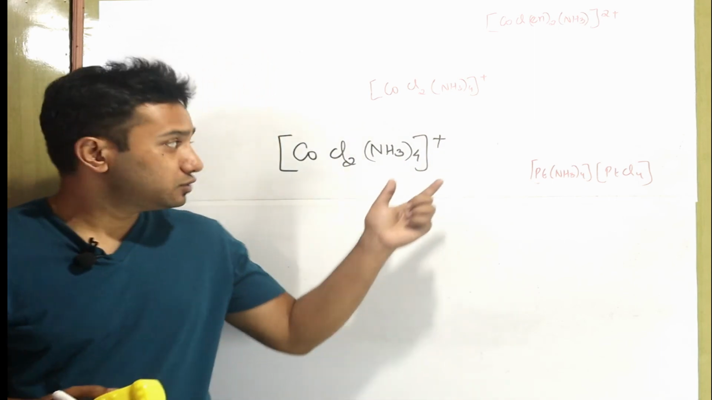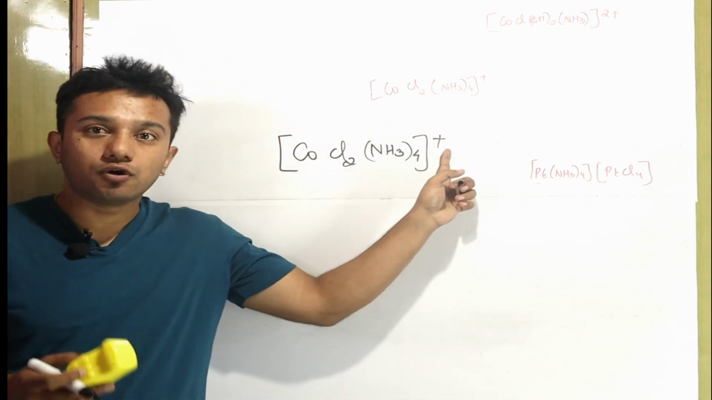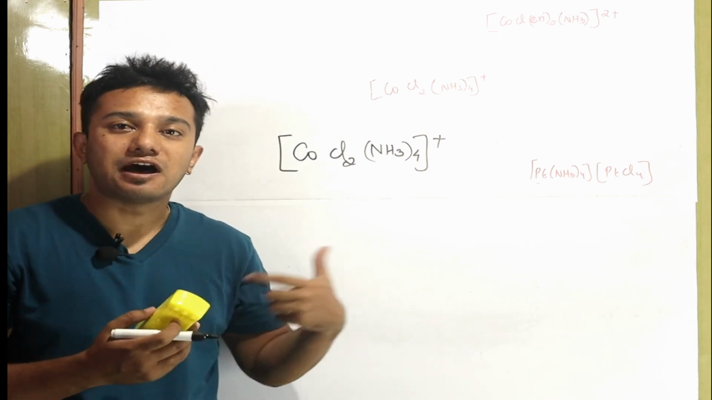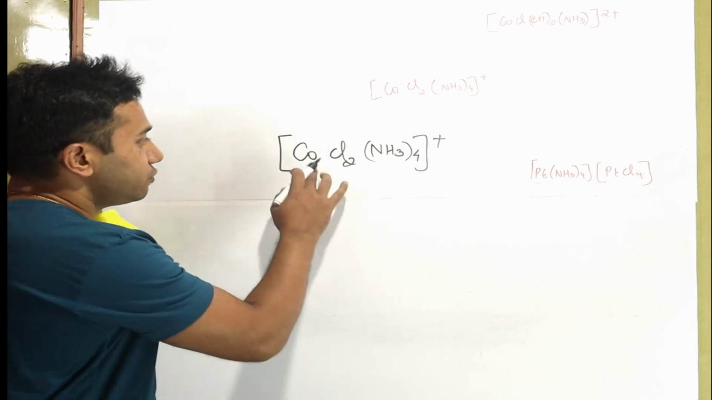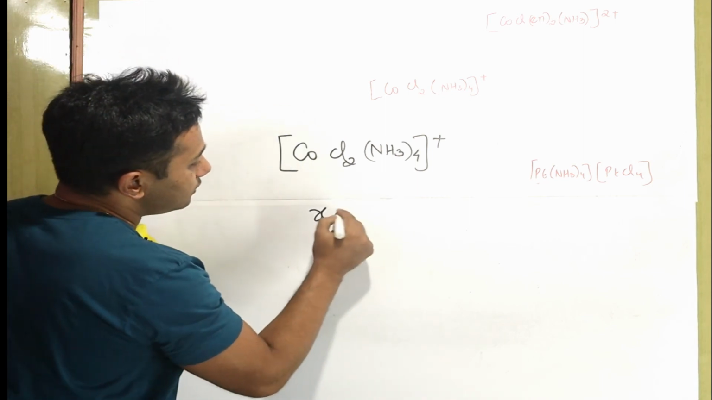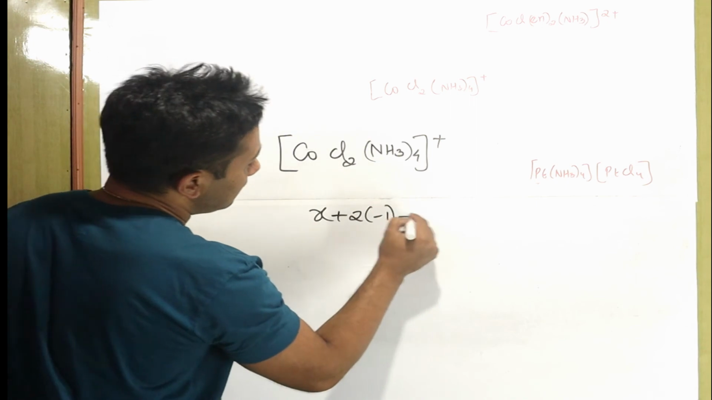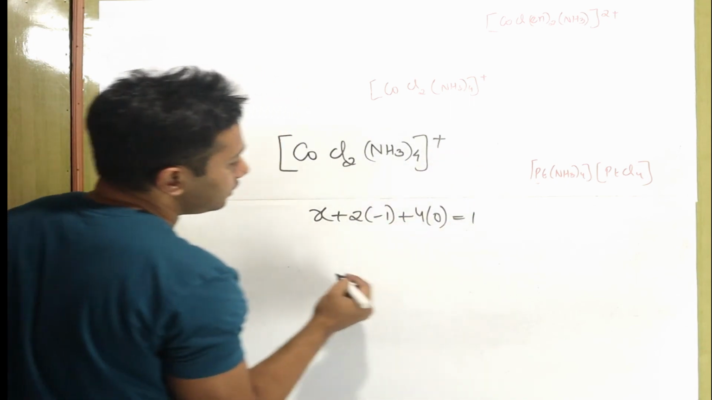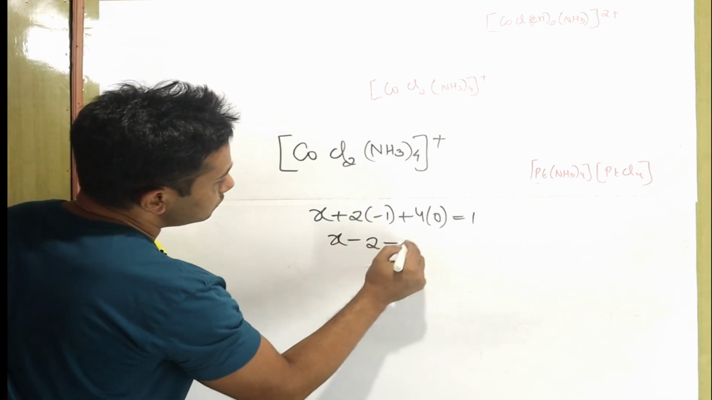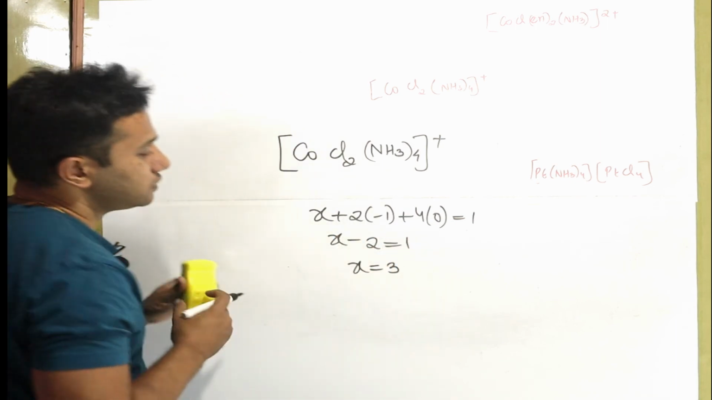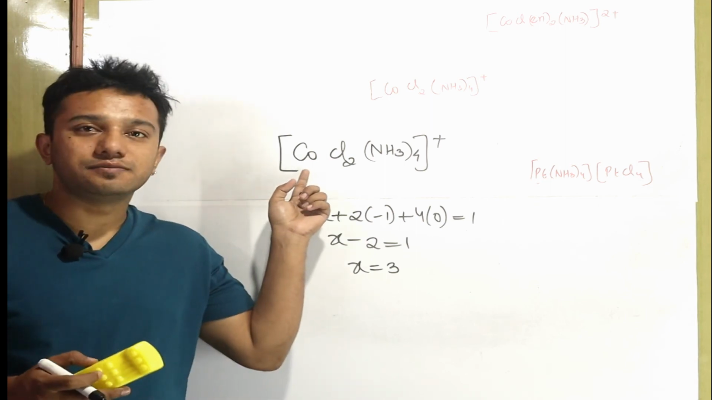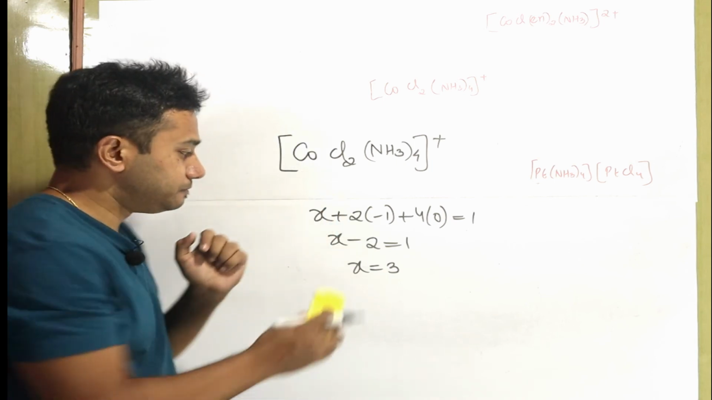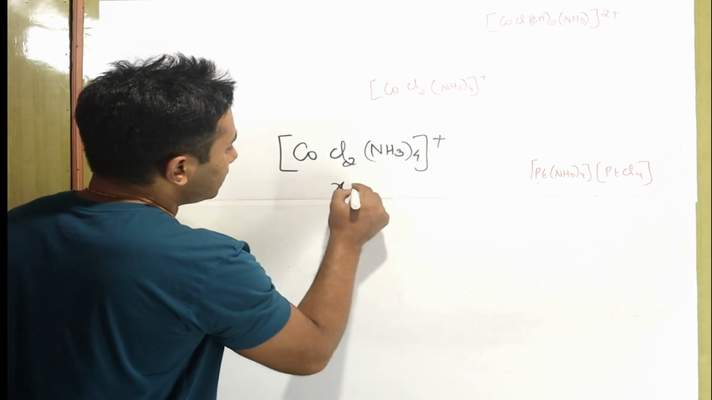So whenever there is a positive sign outside the coordination square, you're supposed to write the value of that plus or minus after the equal to sign. So out here this is X, chlorine, charge of chlorine is -1, ammonia is 0, and equals to, this is +1, so I will write here 1. So X minus 2 equals to 1, so X is equal to 3. So the charge, or the oxidation state, of the central metal ion is +3.